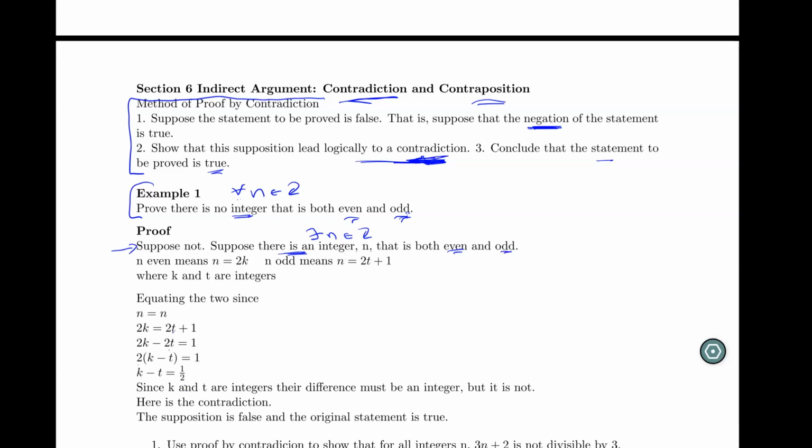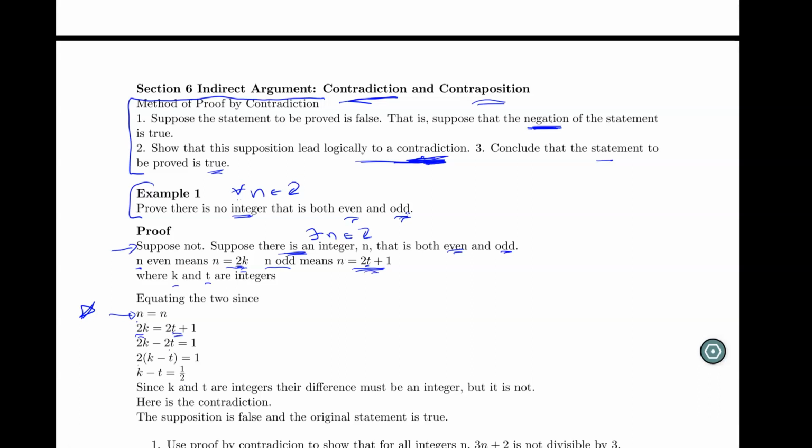So if n is even, then it's equal to 2k. If n is odd, be careful, 2t plus 1, not 2k, 2t plus 1, because you have to have different integers. We don't want to say that they're just the same one. So k and t are integers. We always have to start here, communicating to your reader. n is the same thing as n, and I'm going to put in 2k for n on the left side and 2t plus 1 on the right-hand side.